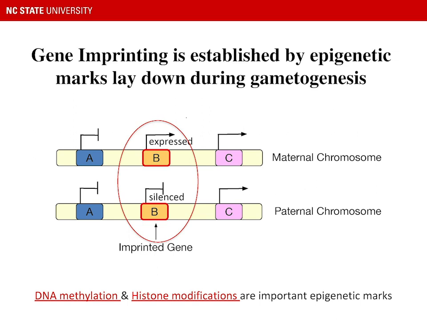So that's compared to all the other genes. They are either on or off on both copies. But this group of genes, only one copy is expressed, the other is silent. So how does a cell know which copy to maintain active, which one to maintain silent?